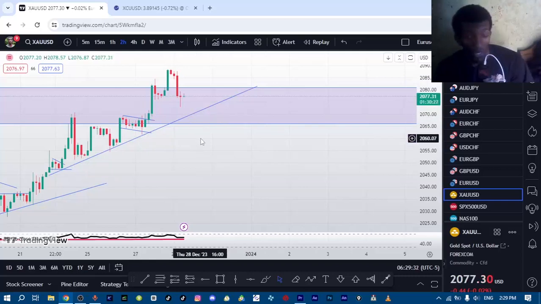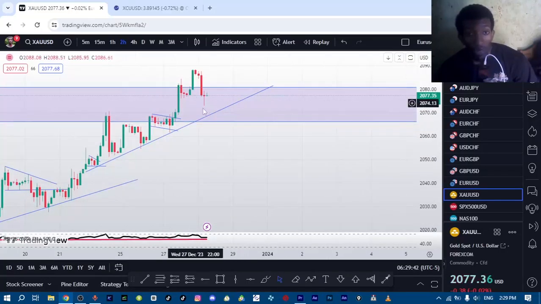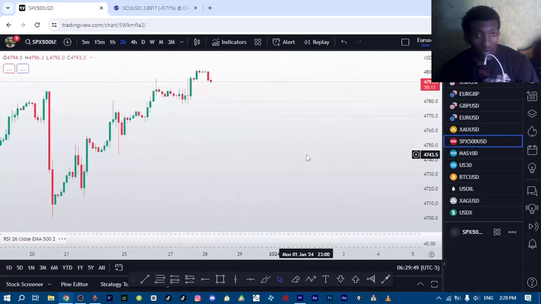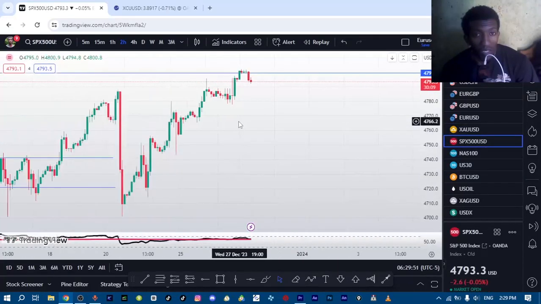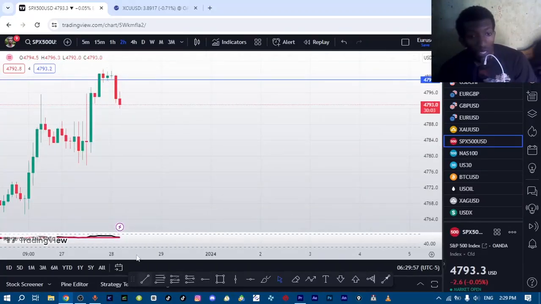So next time I'll definitely use a trend line to guide my breakouts. That is the main point to take care of. So now we don't have any consolidation, so there is no trade. Let us go to SPX 500, S&P 500. There is no trade here also because the consolidation was here and we missed it.